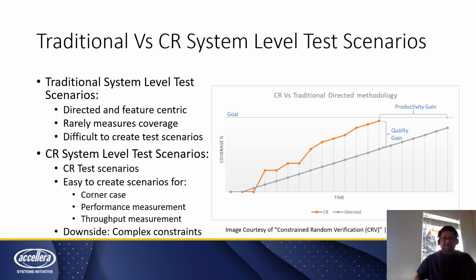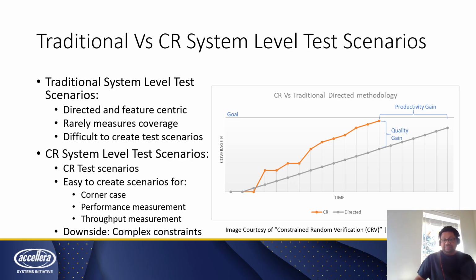All right, let's talk about traditional versus constraint random system level test scenarios. Traditionally, system level test scenarios have been limited to directed and feature-centric, which rarely is used to measure coverage and is also very difficult to create many test scenarios. Whereas with constraint random, the test scenarios are generated in a constraint random way, and we are able to generate all of the feature-centric scenarios, and moreover, we can also easily create corner case scenarios and performance and throughput scenarios.